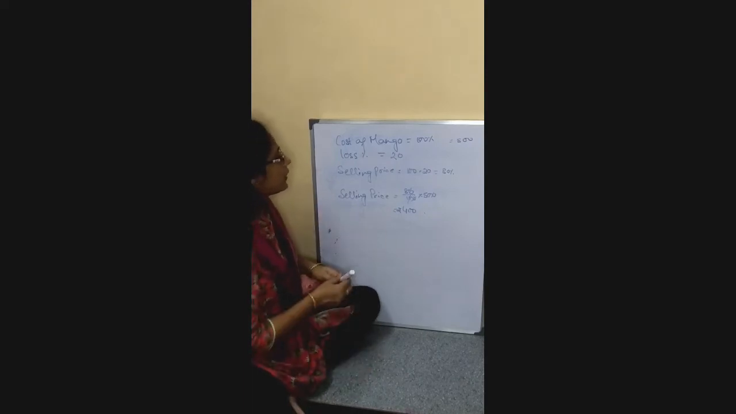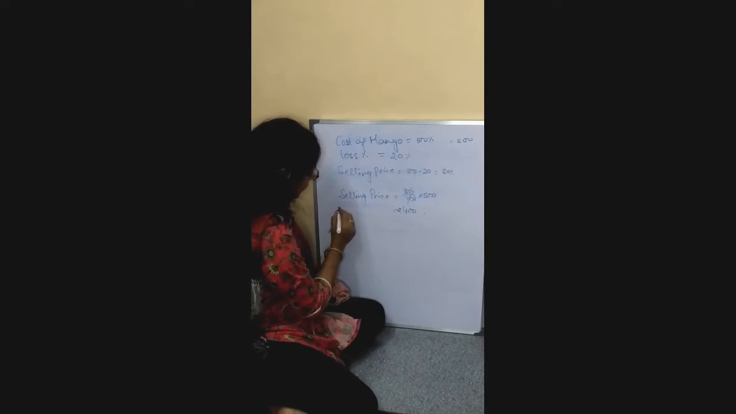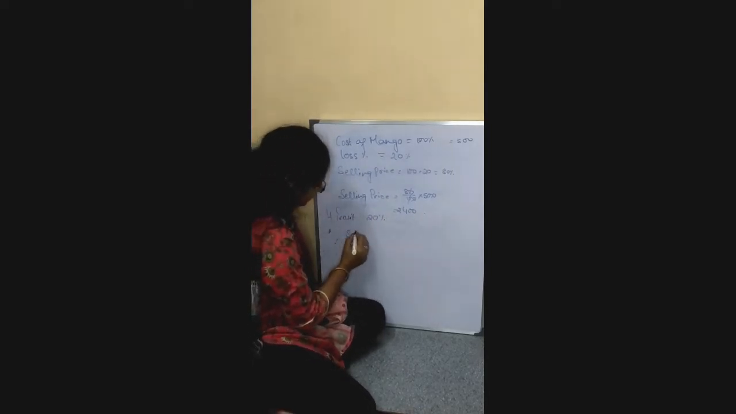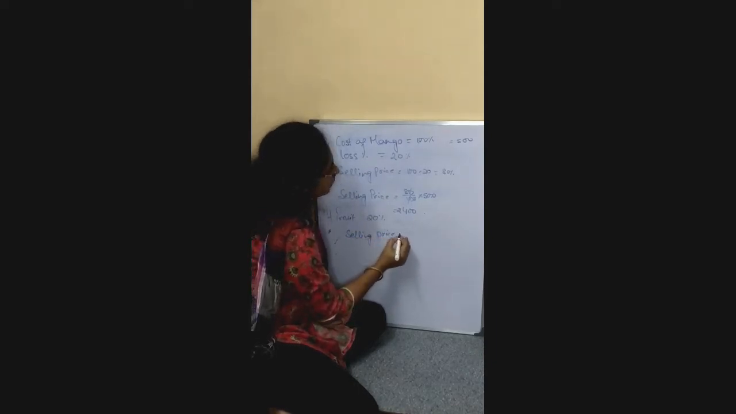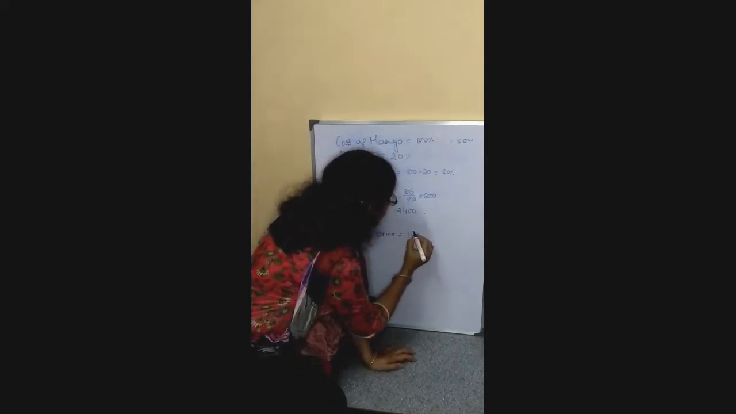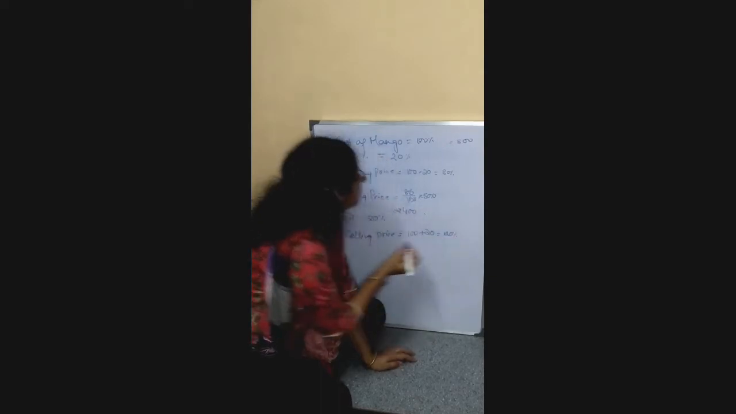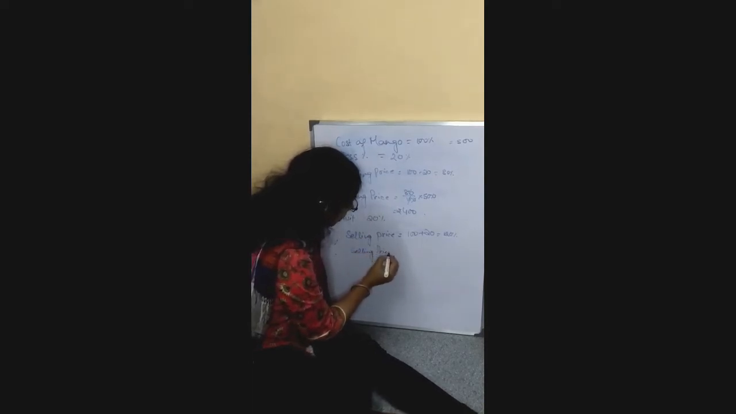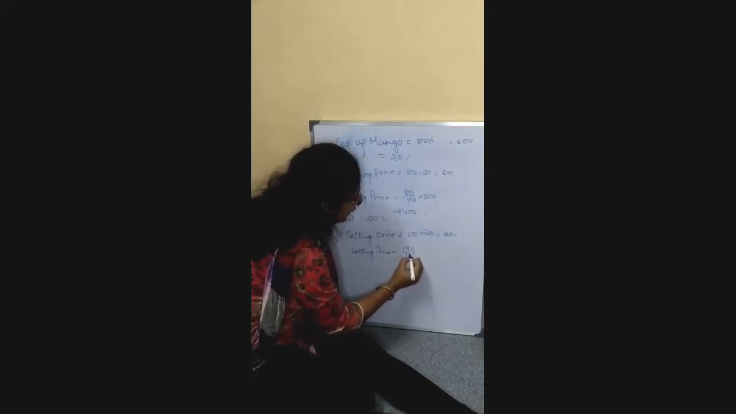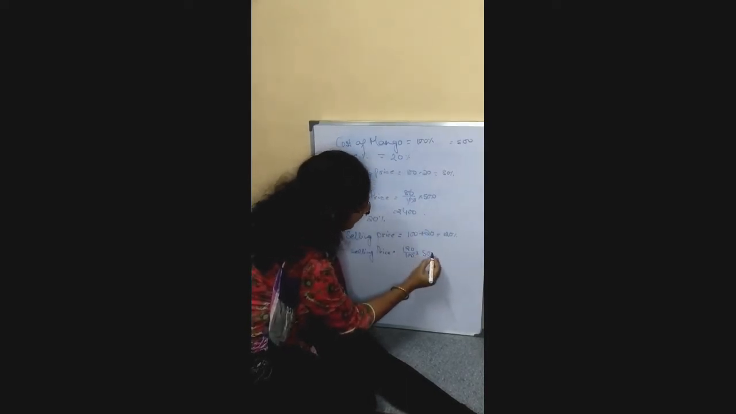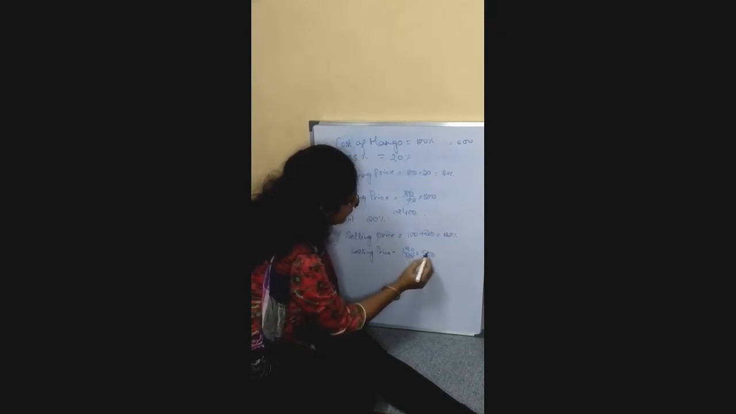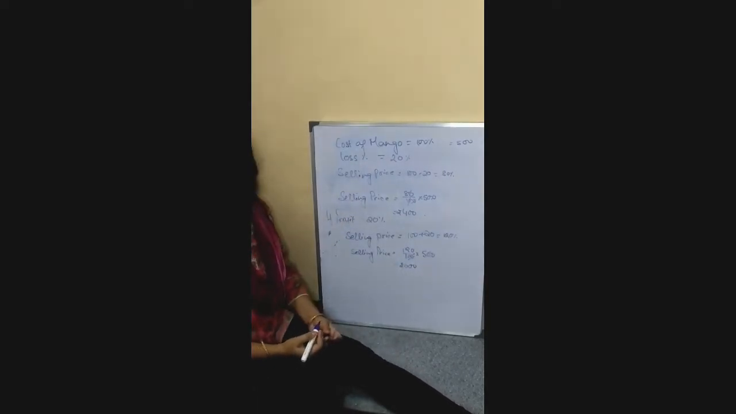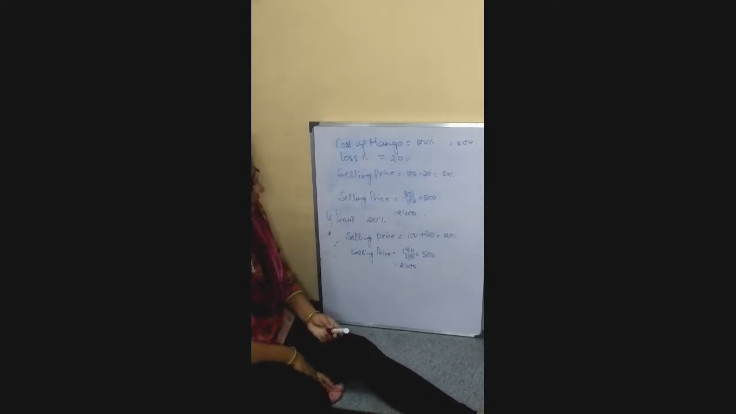If the loss is 20%, and if the profit is 20%, then selling price will be 100 plus 20, that is 120%. And the exact selling price is 120 by 100 into the exact cost price 500, and 120 into 5 is 600 rupees. The selling price of mango will be 600 rupees. Okay, let us do some sums.